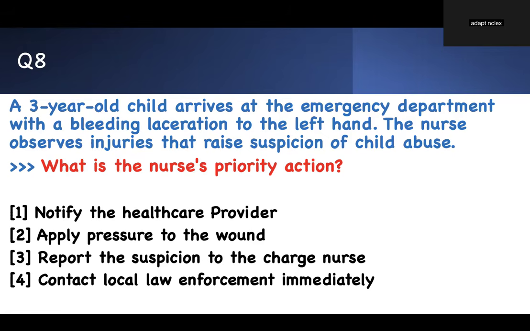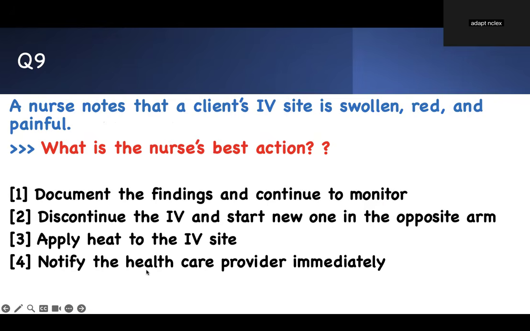When you suspect, you report to the charge nurse, you're basically doing your function of mandatory reporting. When you contact the local law enforcement, mandatory reporting. But when you apply pressure to the patient, you apply client needs, fundamentals. Therefore, number 2 is your best answer. You see this question, same thing as number 7, same thing as number 6, but changed. Safety, report, and document.